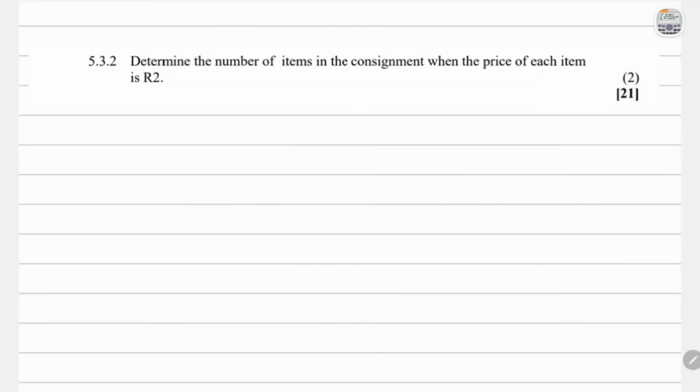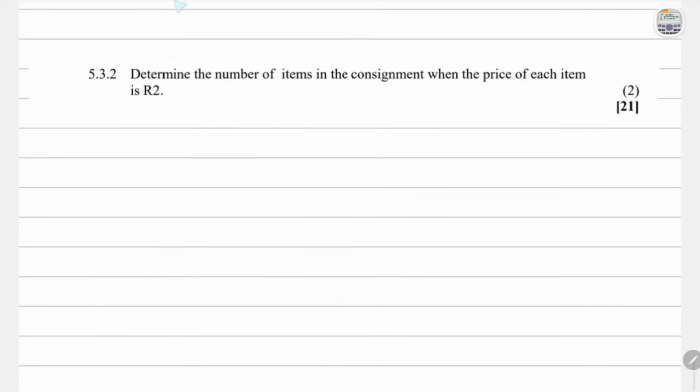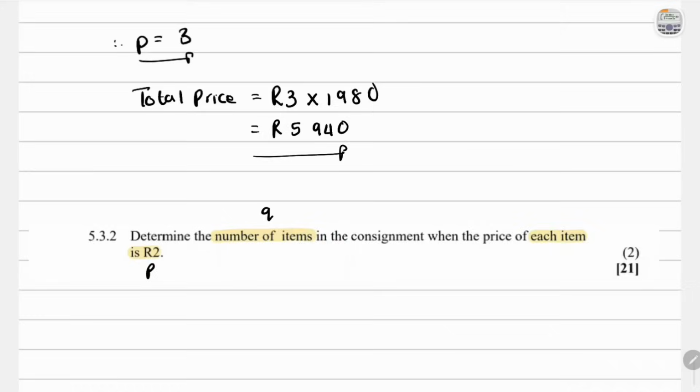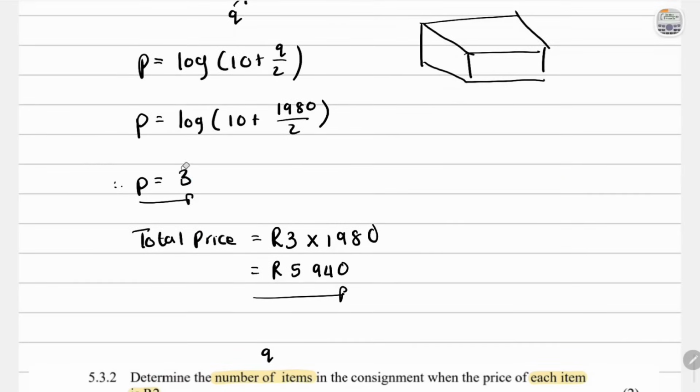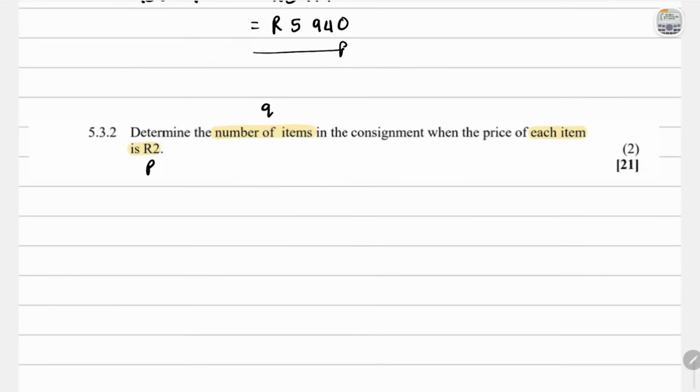Question 5.3.2 says, determine the number of items. Okay, number of items, that's Q. We need to find Q in the consignment when the price of each item is 2 Rand. The price of each item, that is the unit price. And that is P. So we see that from here. That's a unit price of 3 Rand. And that was the number of items, which is Q. So that's really what we need to do.